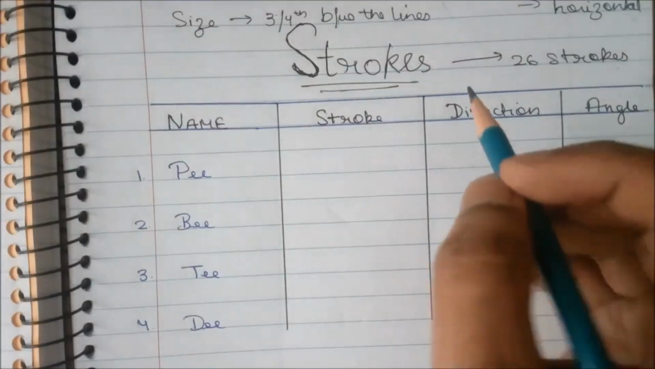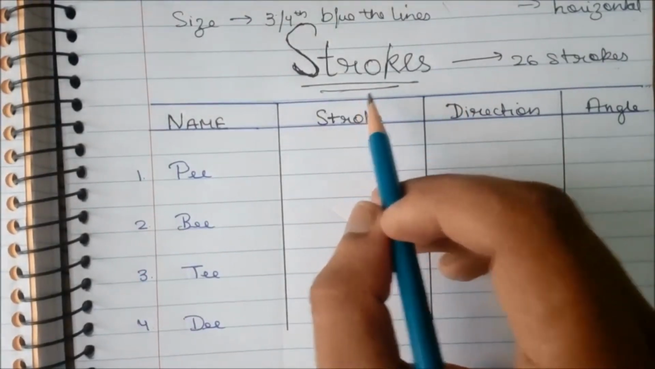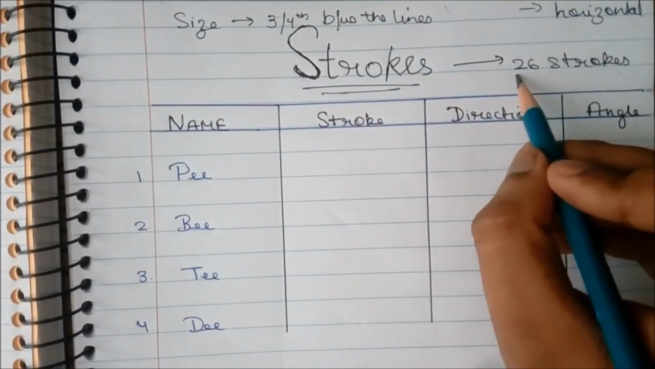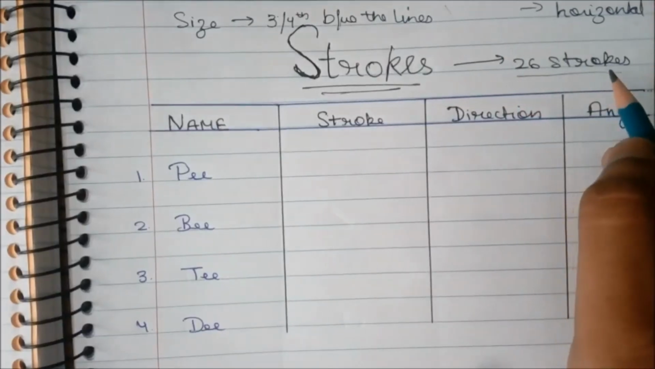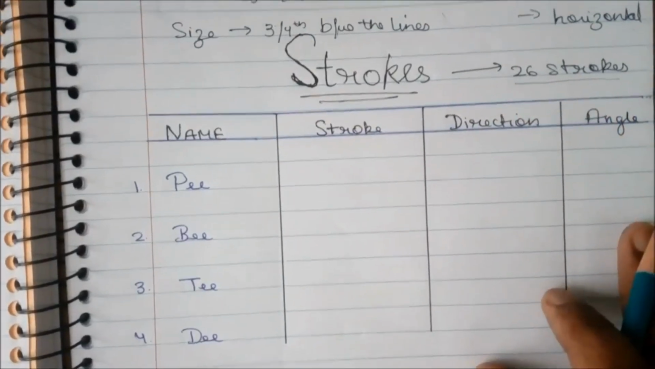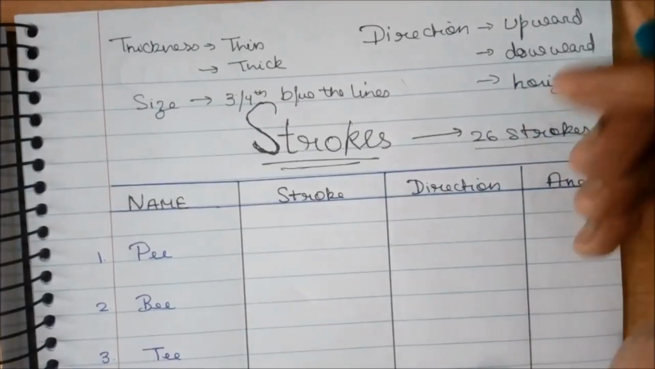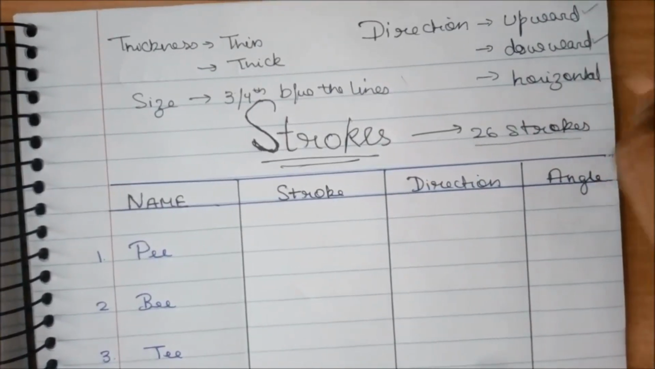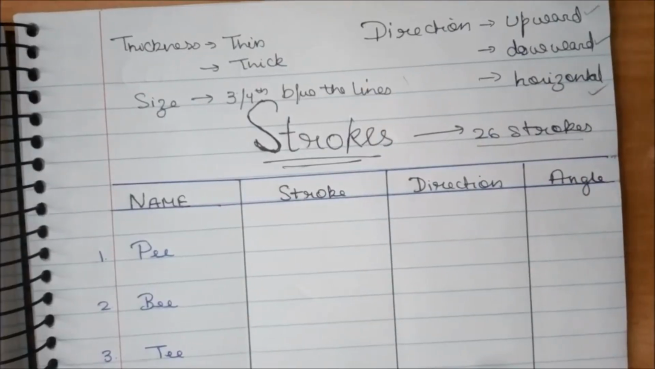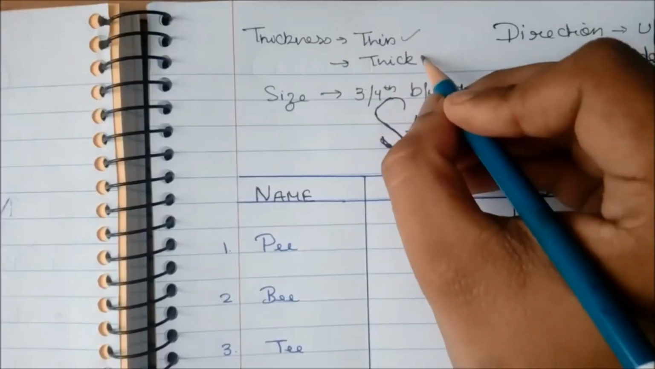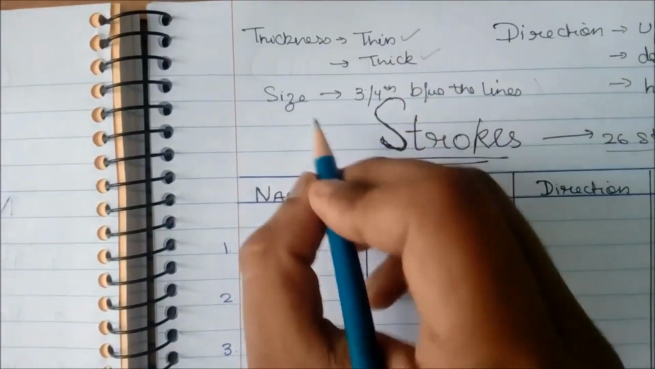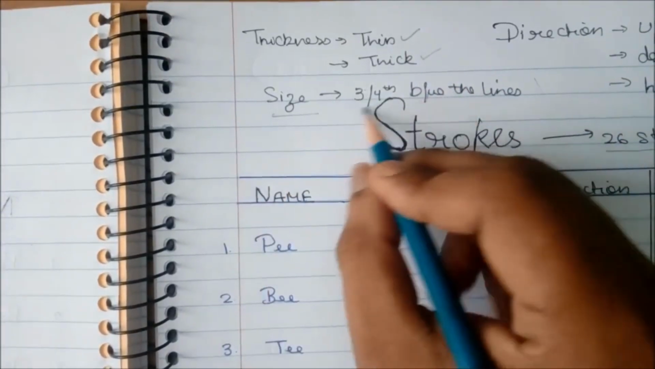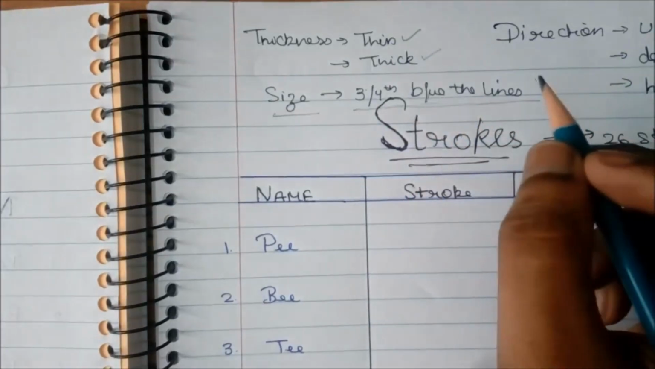In the first class, we are going to learn about strokes. There are 26 strokes used in shorthand. The strokes can be described on the basis of direction as upward stroke, downward stroke and horizontal stroke, and on the basis of thickness as thin stroke and thick stroke. And always remember that the size of the stroke should be 3/4 between the lines.